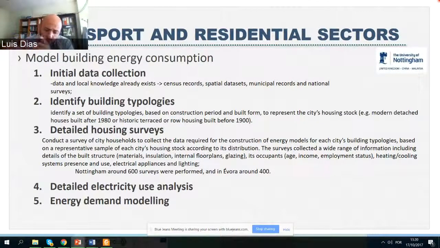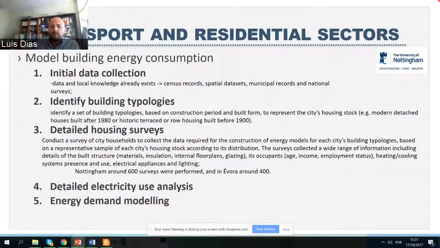And this also shows the identification of the gaps in terms of the necessary information for modeling the building energy consumption. Then it was the identification of the building typologies. Here the building typologies are defined by the different types of construction periods, and also the type of construction, which are the characterization of each of the buildings.